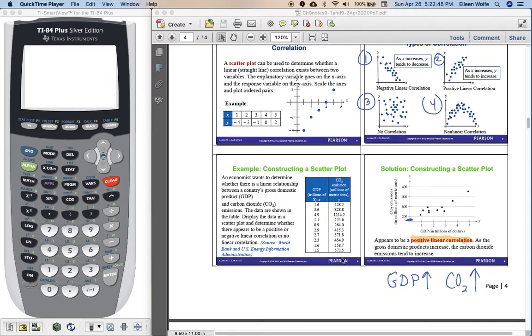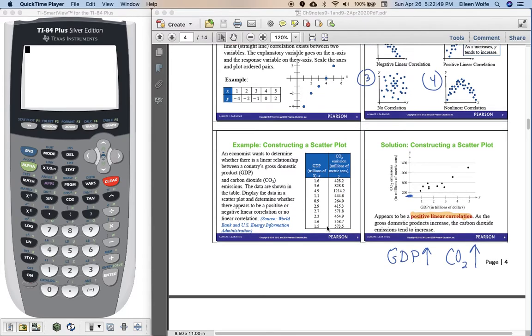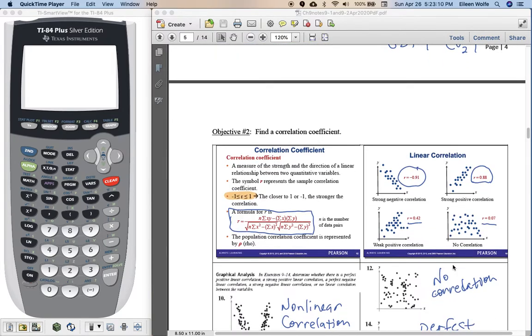So a real-world example of constructing a scatter plot here at the bottom of page 4. This example will be used throughout this entire set of Chapter 9 notes. The x variable is a country's GDP, and the y variable is a country's CO2 emissions. After we graph the data, if we describe what we see, we'd call it positive linear correlation, because we see as GDP goes up, the CO2 emissions tend to go up as well.